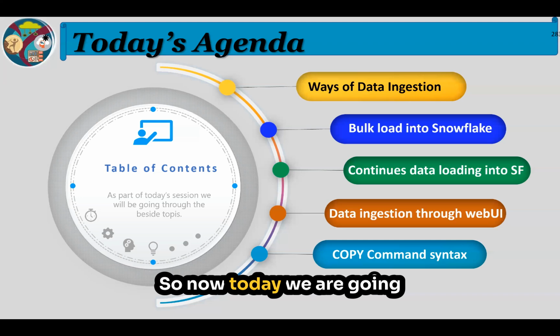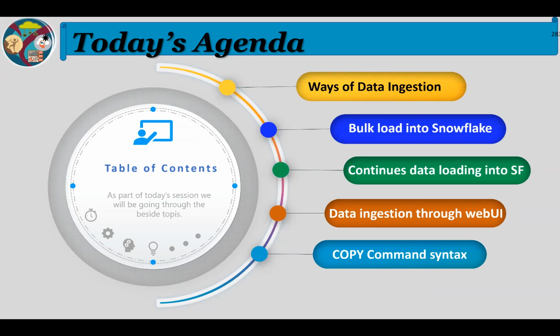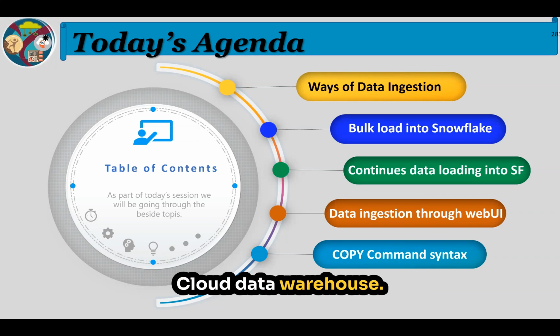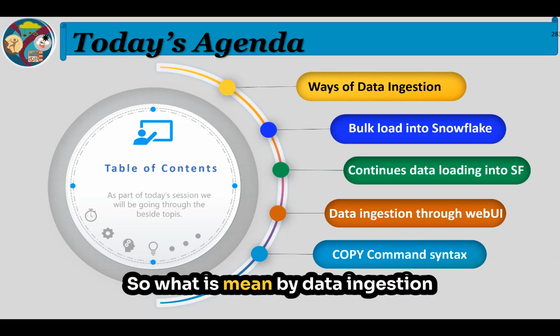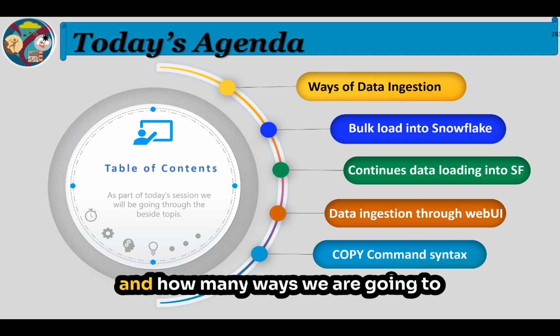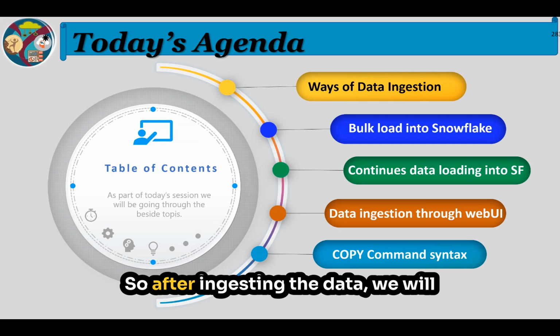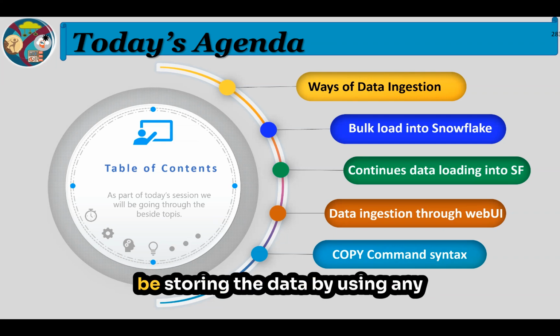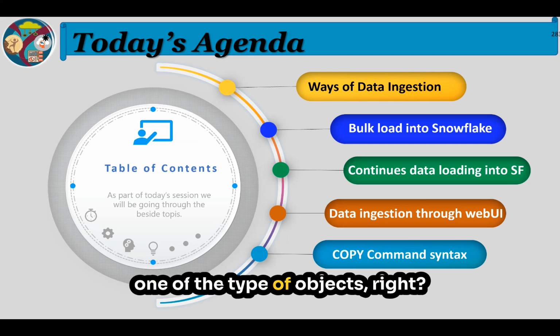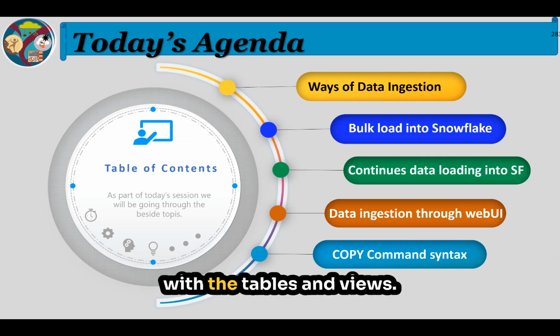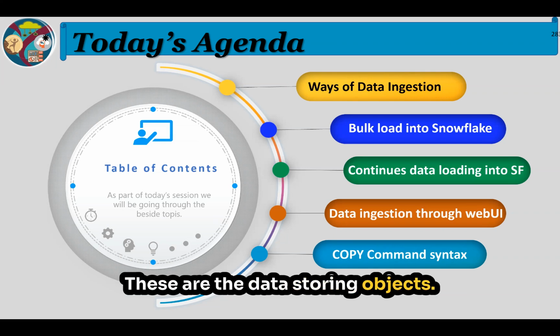So today we are going to discuss data ingestion into the Snowflake cloud data warehouse. What is meant by data ingestion, and how many ways are we going to ingest the data into Snowflake? After ingesting the data, we will be storing it using one type of object, most probably tables and views. These are the data storing objects.